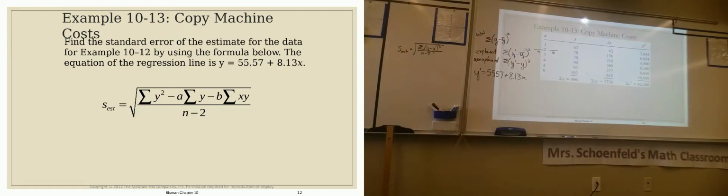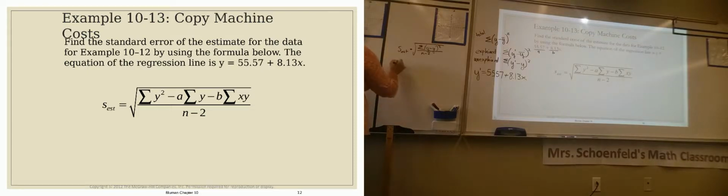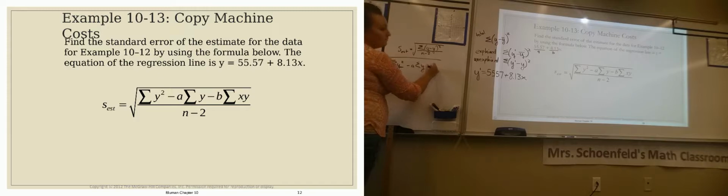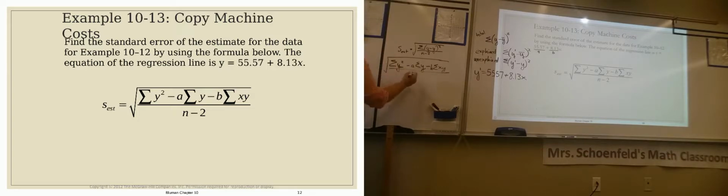Okay, so we write out all the things that we're going to need. So let me write out my formula again. Okay, so I need my sum of my y squares. So I'm going to have to have my y squareds. Minus a times the sum of the y's, minus b times the sum of the xy's. Can I get foreign language credit for this? Maybe. And all this weirdness?